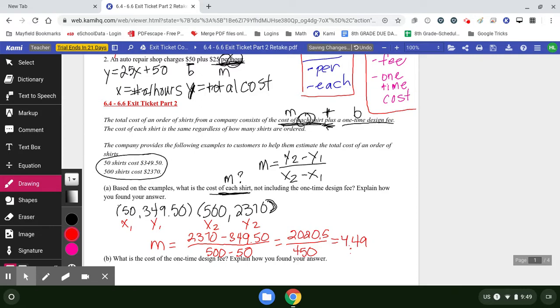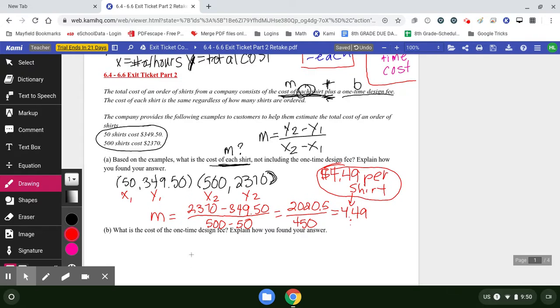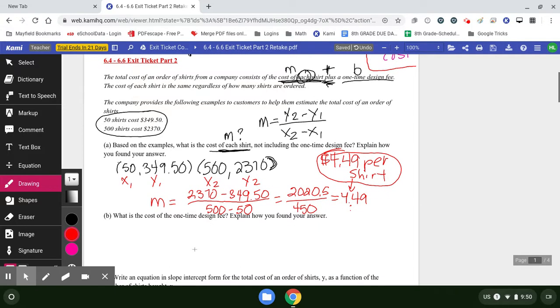So if I look back, it says, what is the cost of each shirt? Okay, so this is my answer. It's actually $4.49 per shirt. And I explain my answer by finding the slope. Okay, so let's go down to B. What is the cost of the one-time design fee?